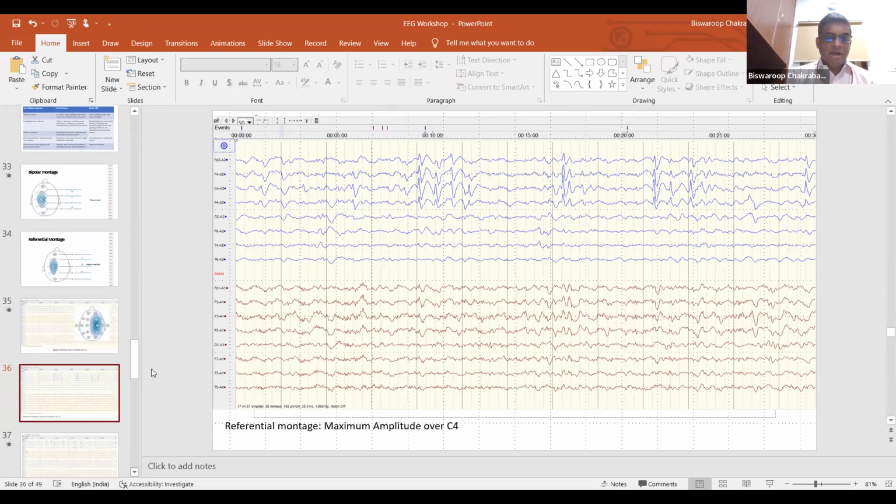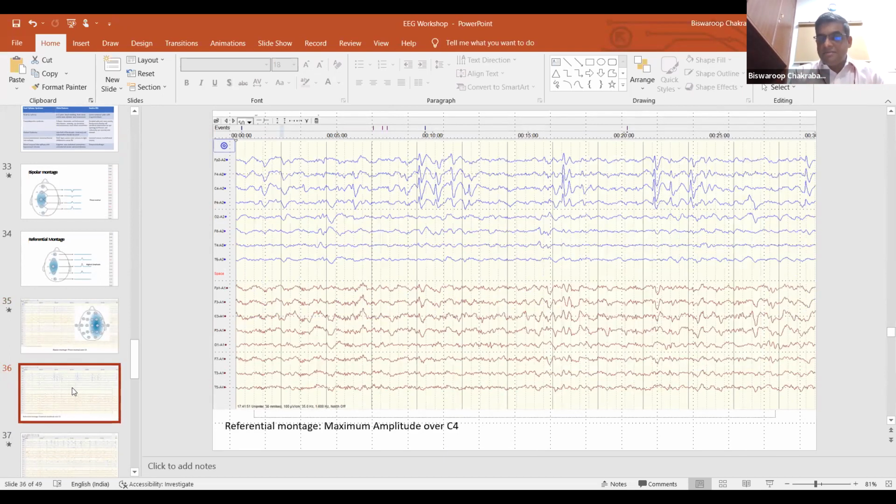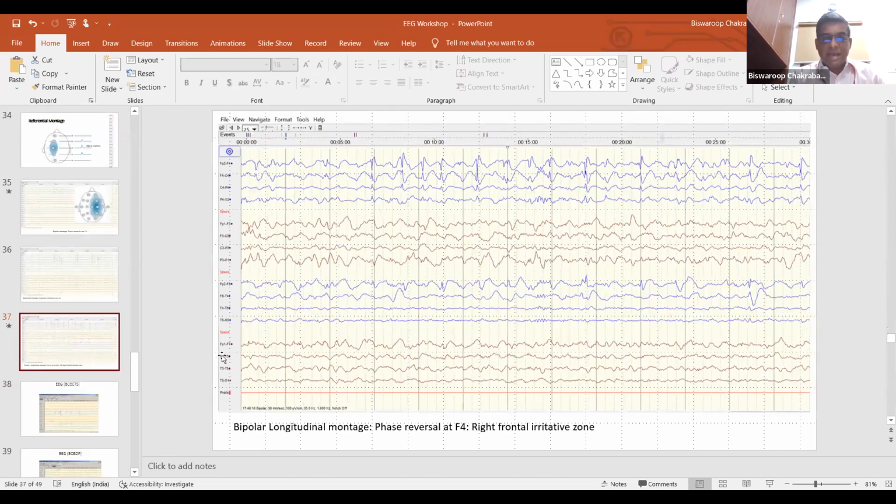Okay. Now, if you look at this, this is a classical benign childhood epilepsy with centrotemporal spikes. But before going on to the signature EEGs, first let us understand what we see in bipolar and in referential, and then it will become clearer. Now you see we again have a bipolar montage, phase reversal FP2, F4, F4, C4. So the phase reversal is at F4. So the irritative zone is F4.